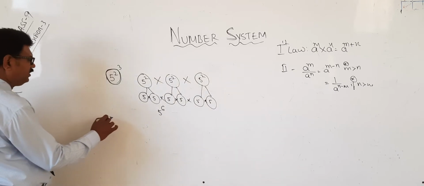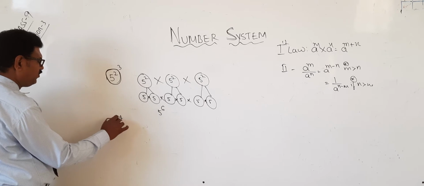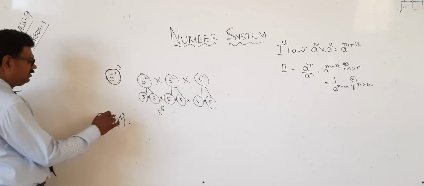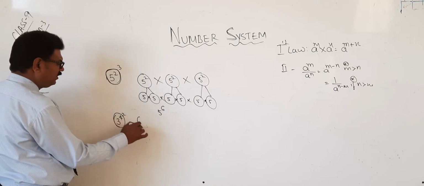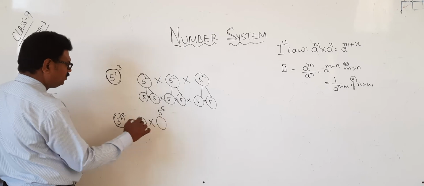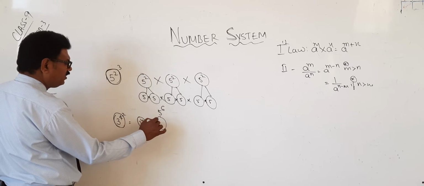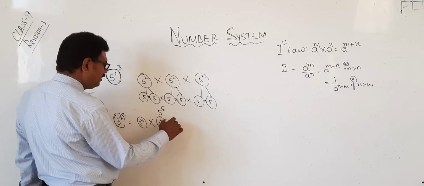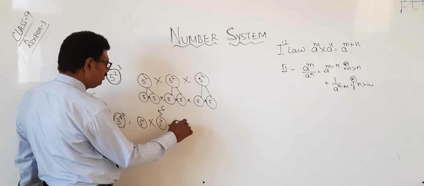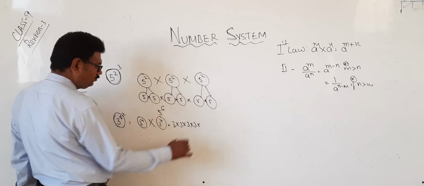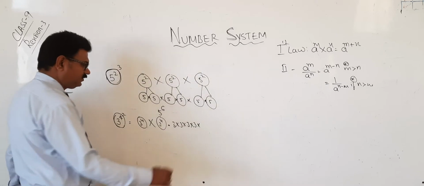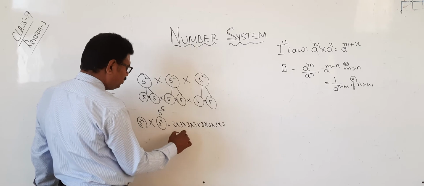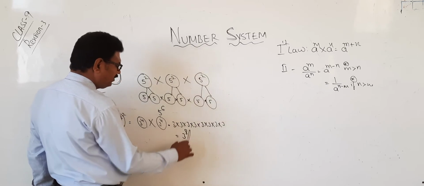Next, one more problem. (3 to the power of 4) whole to the power of 2. Again, box. How many boxes can you write? 1, 2. So 3 to the power of 4, 3 to the power of 4. How can we write it? 3 into 3 into 3 into 3. Second one, again 3 into 3 into 3 into 3. So total 3 to the power of 8.